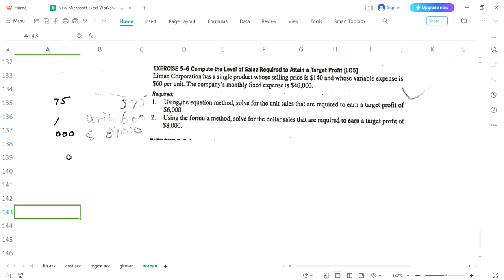Today's target is to solve question number 5.6, and we are related with the chapter Cost, Profit, Volume analysis, CVP. We have already solved 5 questions. Today's target is to solve 5.6. Look at the volume of this question.